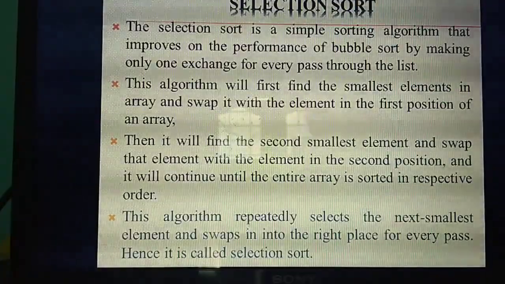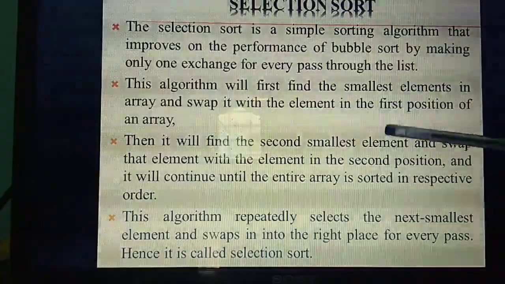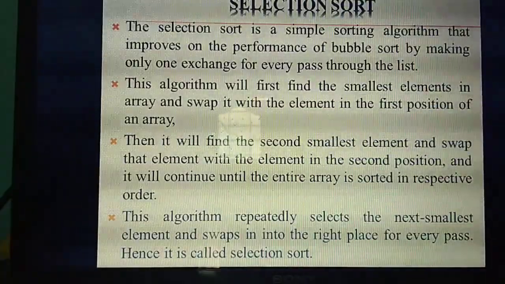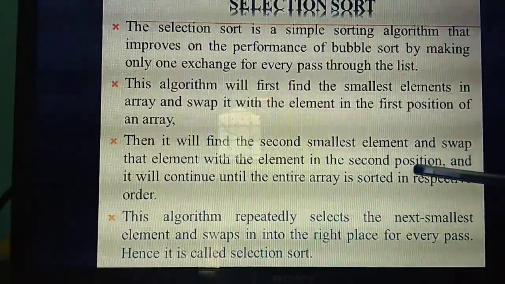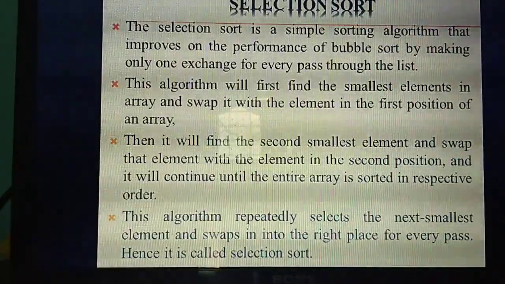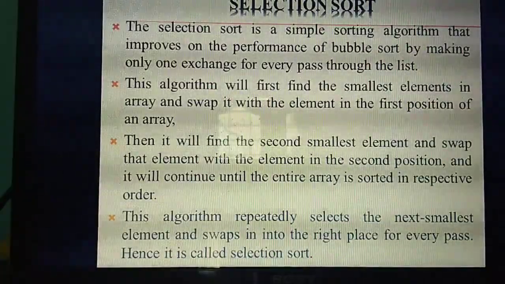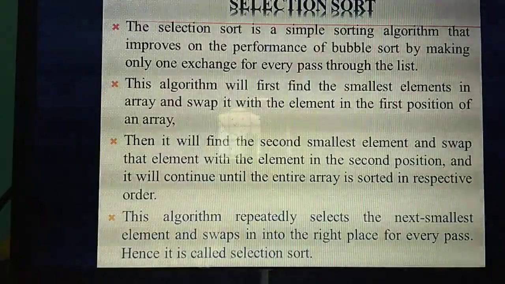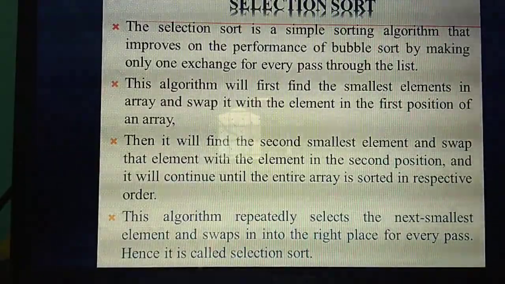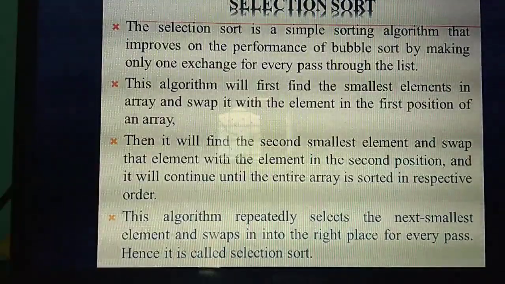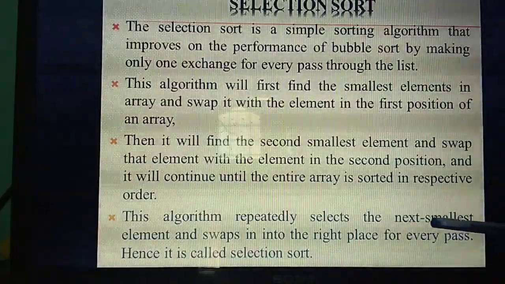Understand? Then the first element is over, then the same thing happens with the next element. Which element have they taken? The second smallest element. The second smallest element is kept in the second position, the third smallest element in the third position, then the fourth, the fifth, like that. The next smallest element is swapped and kept in the next place of that particular array. Understand? So in each pass, this algorithm repeatedly selects the next smallest element.